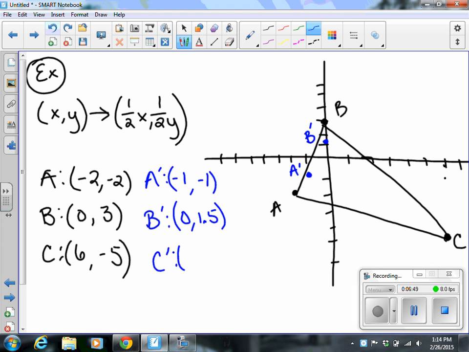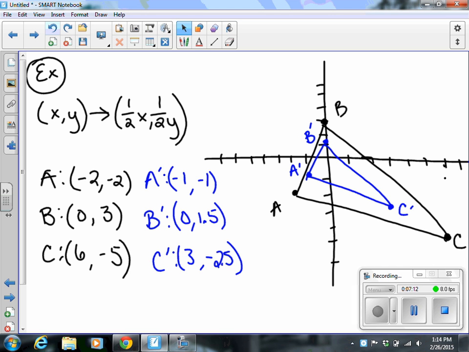Same thing with C prime. 1/2 times 6 gives me 3. 1/2 of -5 is -2.5. So we can see here that my shape has gotten smaller. So we would know that with this dilation I'm getting smaller. We also know it because it's a fraction.